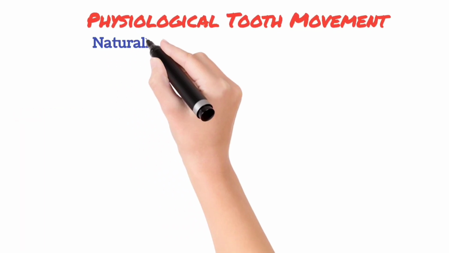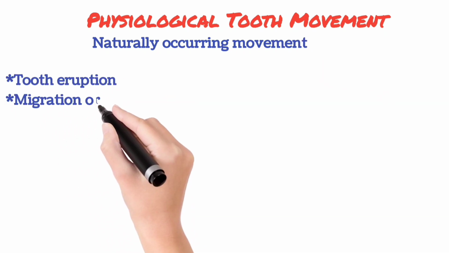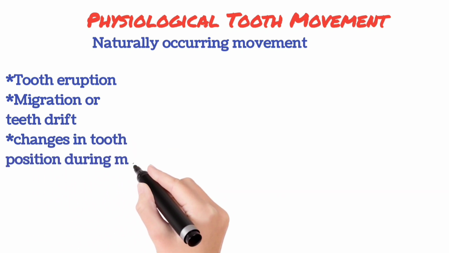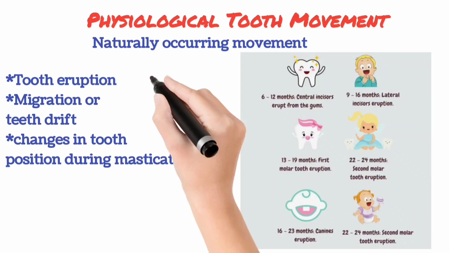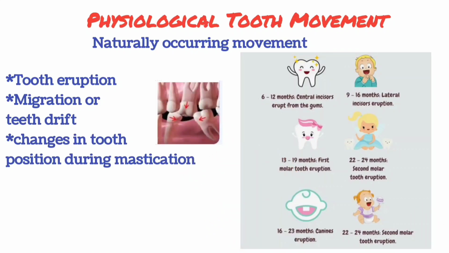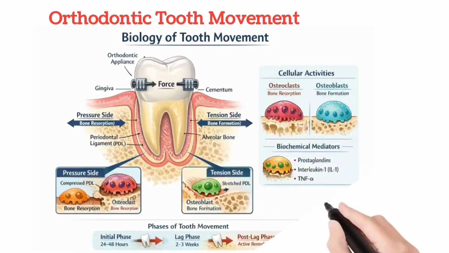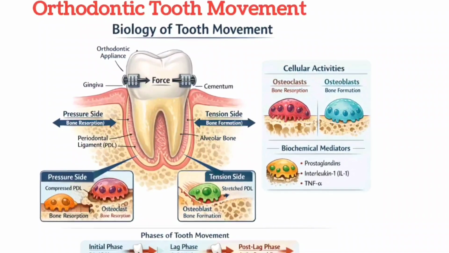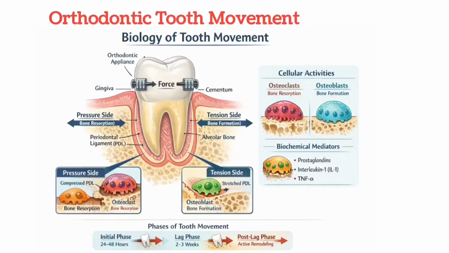Physiological tooth movements are naturally occurring tooth movements, which occur during tooth eruption, migration of teeth, and changes during mastication. Eruption occurs through growth of the root and forces from the periodontal ligament. Orthodontic tooth movement occurs through remodeling of the alveolar bone in response to prolonged mechanical forces on teeth. Bone resorbs on the pressure side and forms on the tension side of the periodontal ligament.